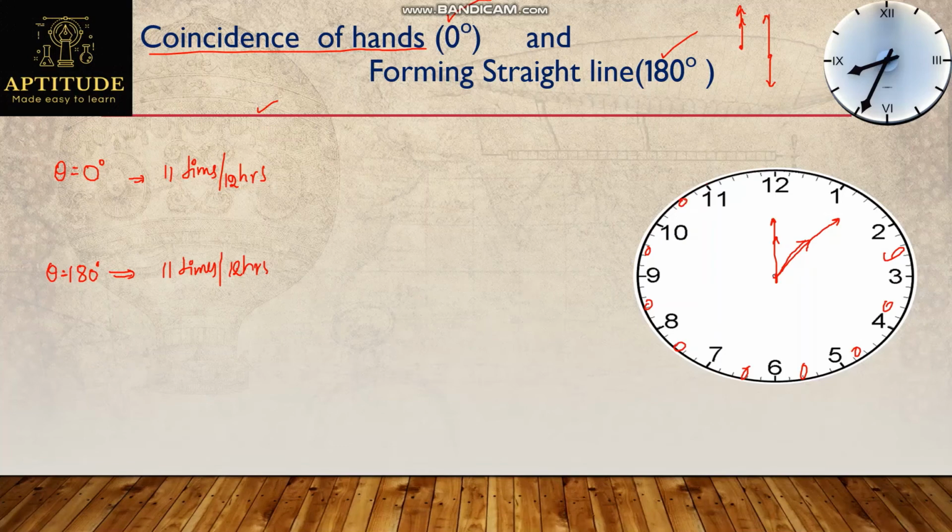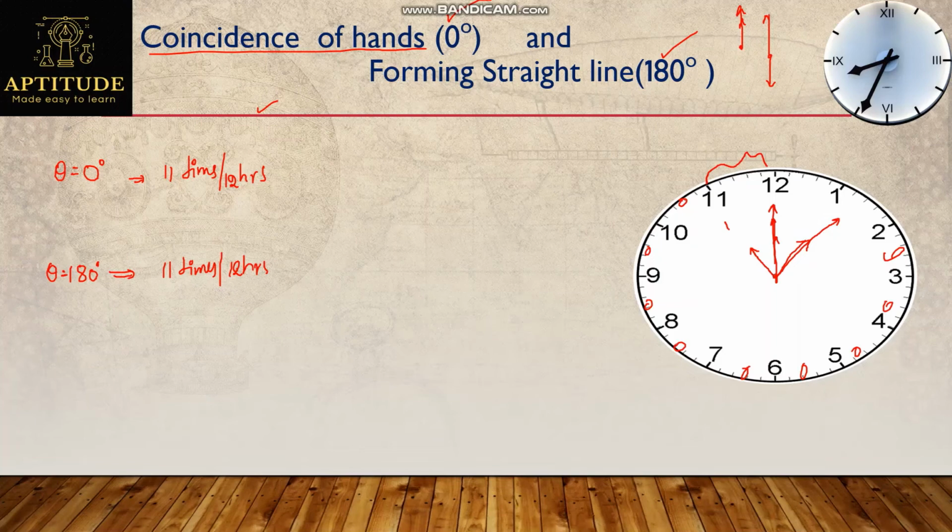But after 11 o'clock what happens? When it is 11 o'clock, the minutes hand will be at 12 and the hours hand will be at 11. So am I getting 0 degrees between these? And when can I get 0 degrees between these two? In between 11 and 12 I cannot get exactly 0 degrees.